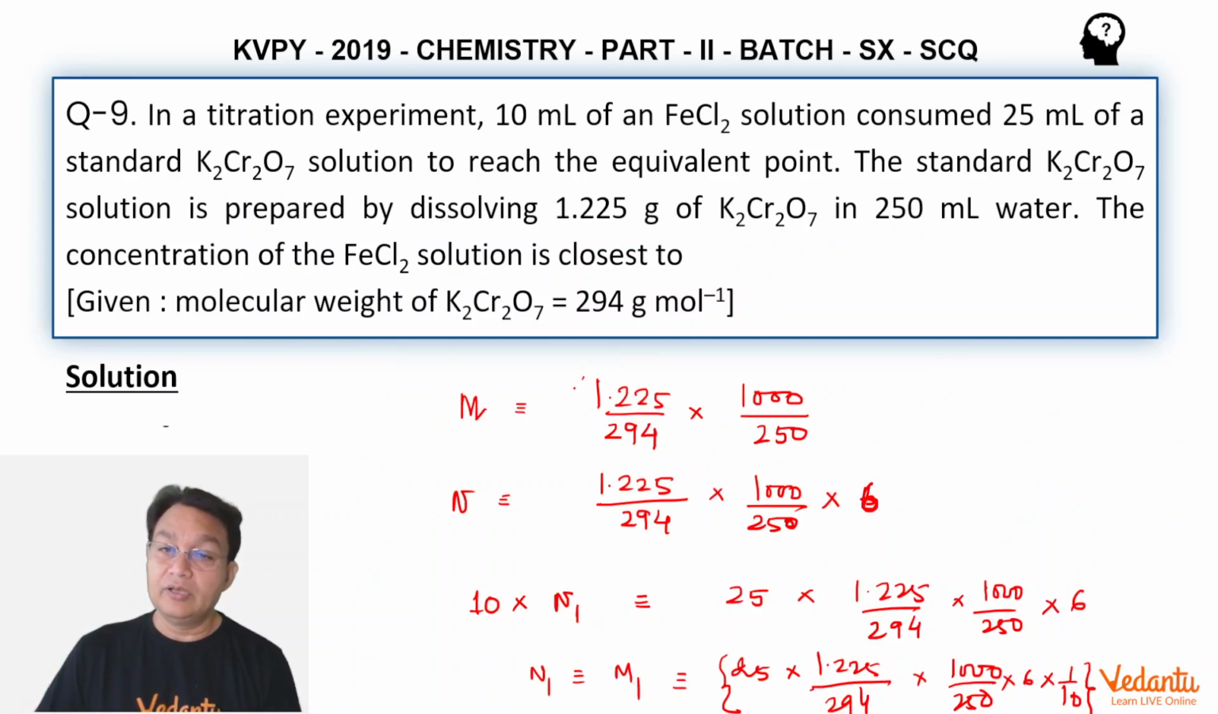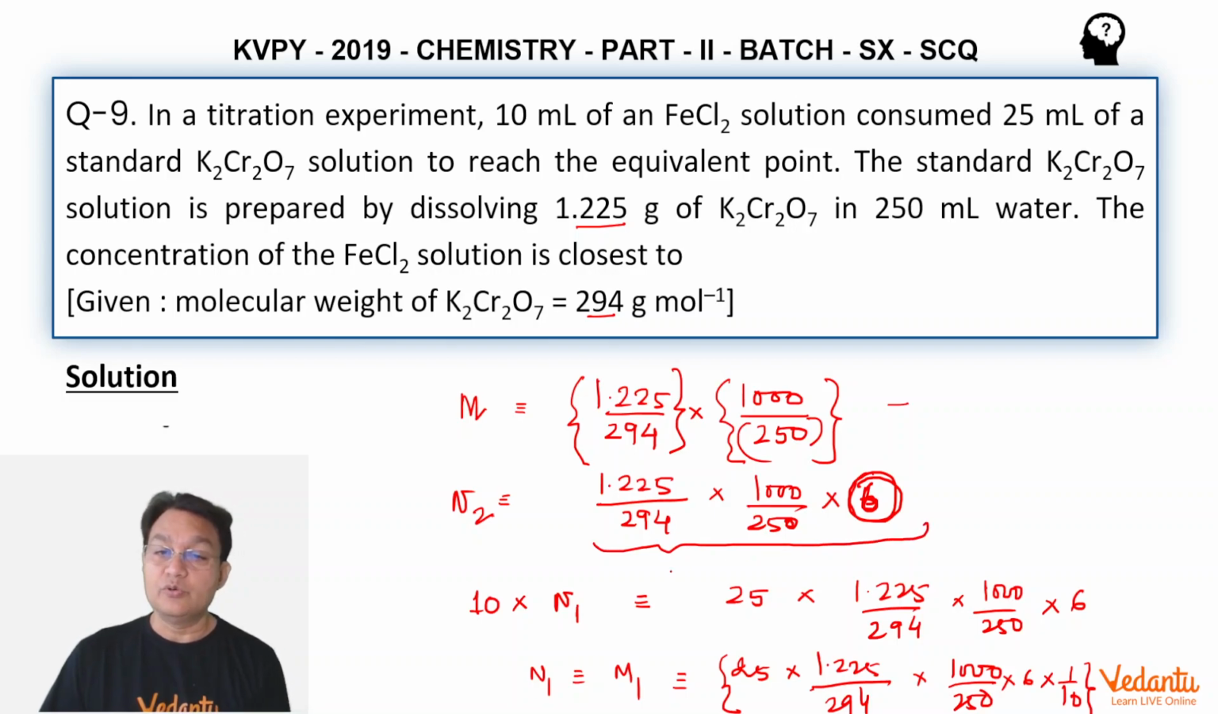But before that, we'll find out the molarity. See this, 1.225 upon 294 will be the moles of K2Cr2O7, multiplied by 1000 upon 250, in the denominator is the volume of solution in liters. If you divide it by 1000, this quantity is equal to volume in liters. So that is the molarity of K2Cr2O7. Now, to convert it into normality, which is N2, you have to multiply it by 6 because 6 is the n factor of K2Cr2O7. So this is the normality of the K2Cr2O7 solution.